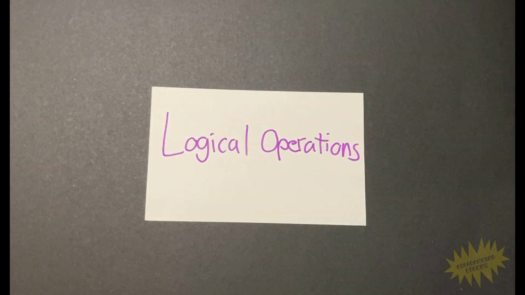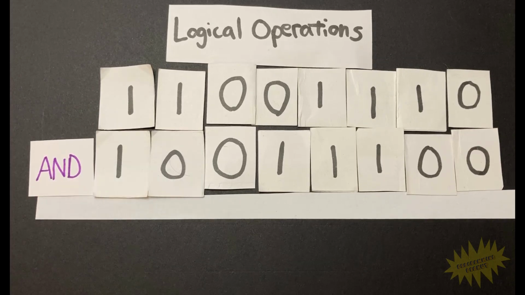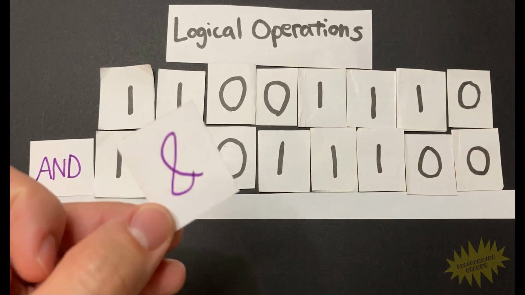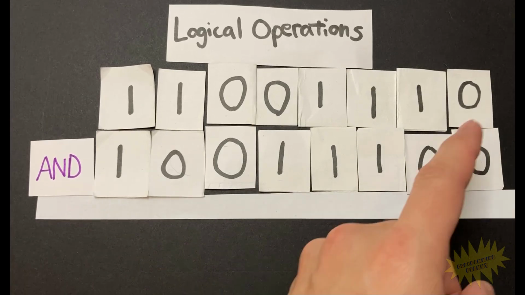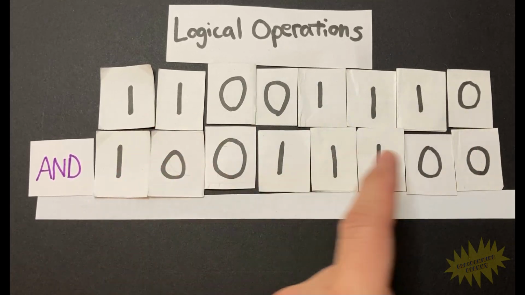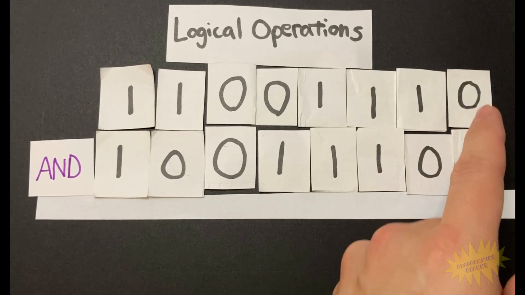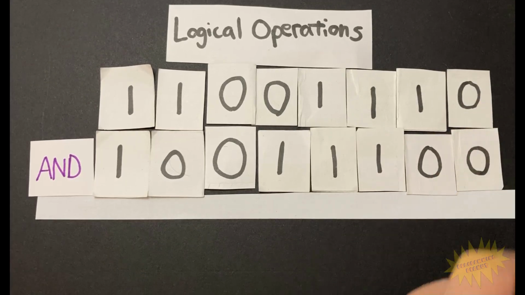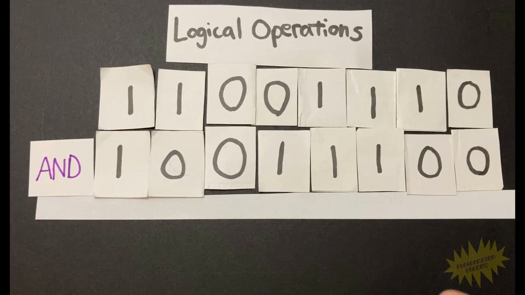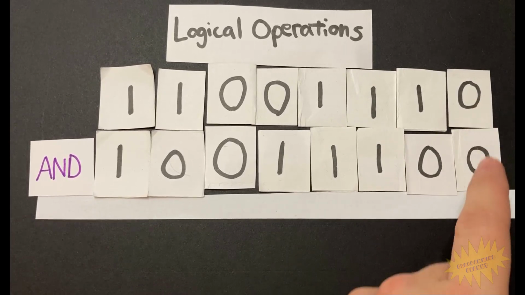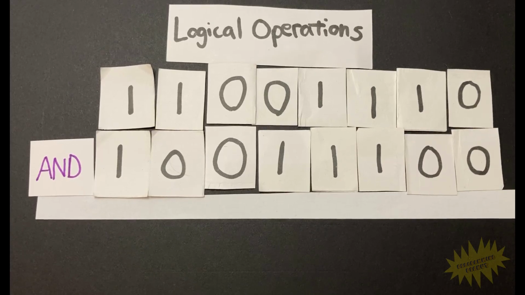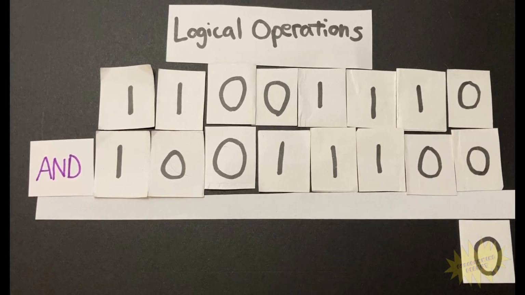All right, so now we're going to go over logical operations. And the first operator that we're going to go over is AND. You might also see it as this symbol here. So what AND is looking for is that when you have all your bits lined up, you want to make sure that both of them are 1, and that'll result in 1. So here, let's go over an example. You see how these are both 0? Well, that one will result in a 0.